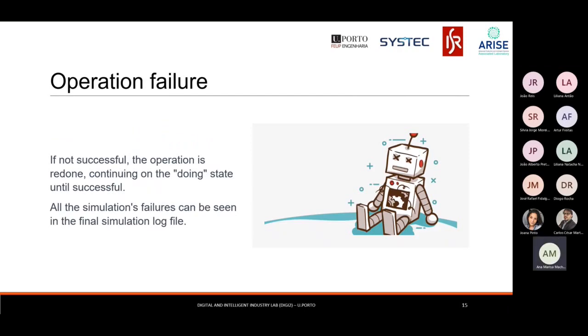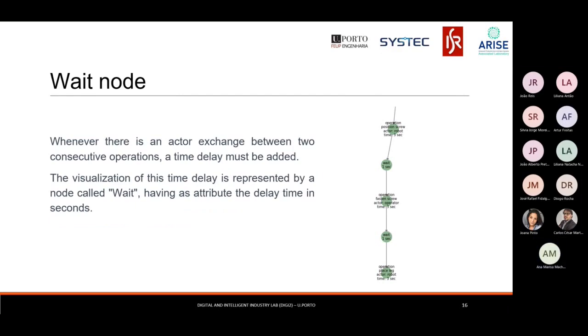If an operation is not successful, the operation is redone, continuing in the doing state until successful. All the simulation's failures can be seen in the final simulation log file. Whenever there is an actor exchange between two consecutive operations, a time delay must be added in order to approximate the real interaction in the real world. The visualization of this time delay is represented by a node called wait, having as attribute the delay time in seconds.